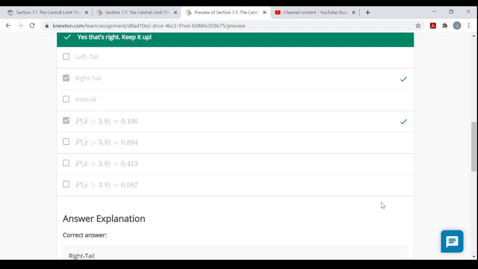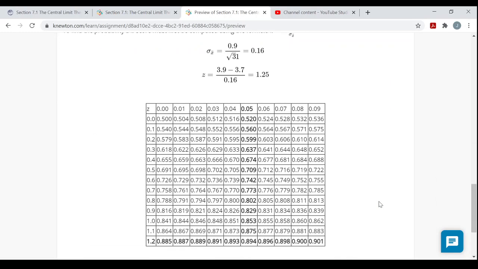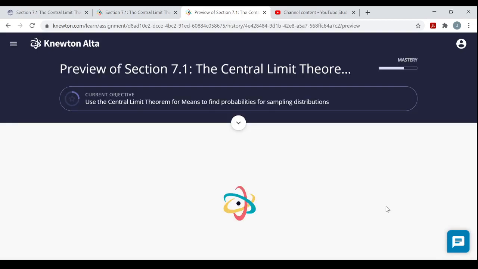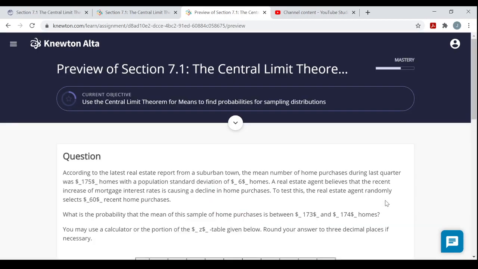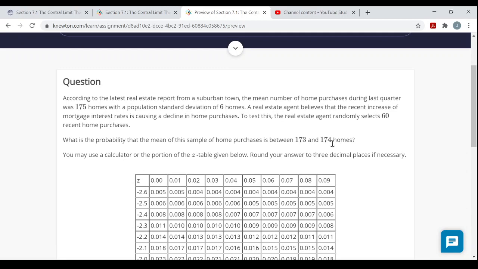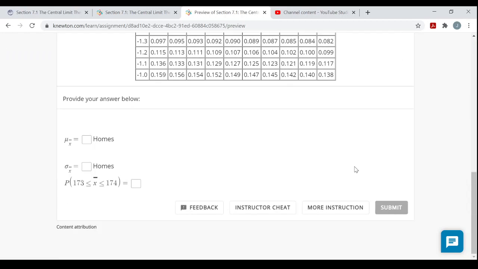Great. And they show you how I would go through using a table, right? And I believe that's all, because these last two objectives are using, you know, you can use a calculator or use these tables to do. So this is the same thing. This is the same exact thing, just with different numbers. Just pay attention to the numbers.